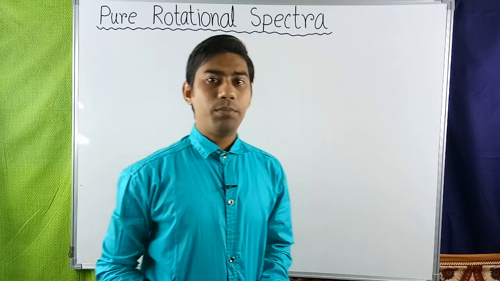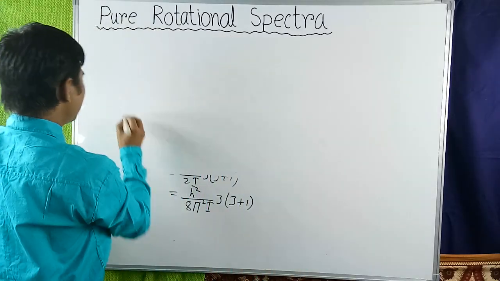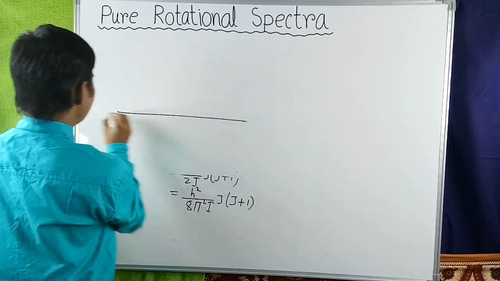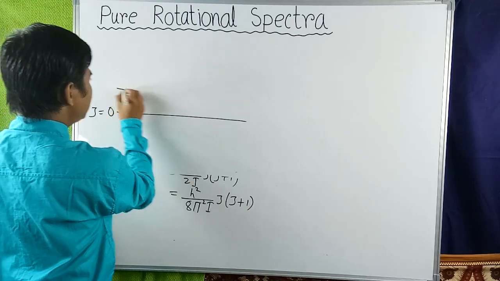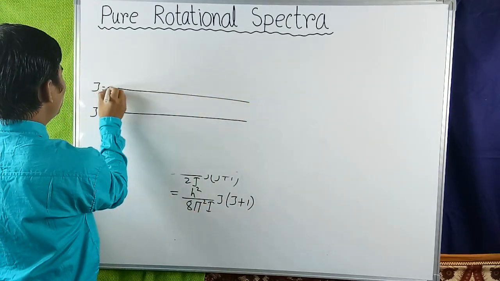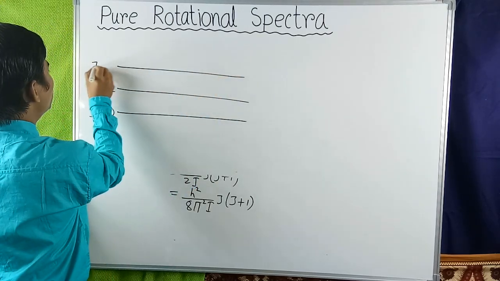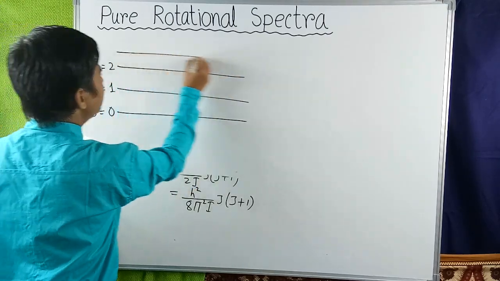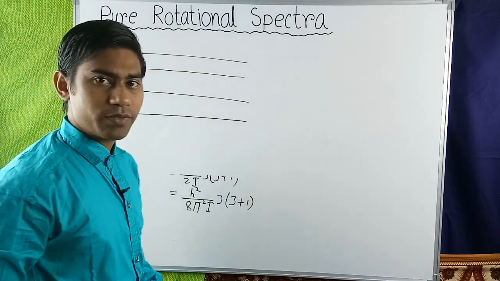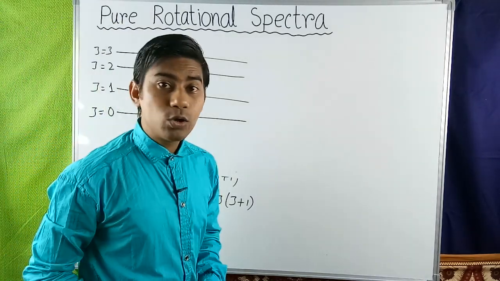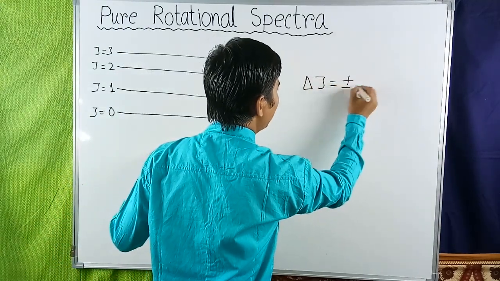Now we draw the pure rotational energy levels of a molecule. Suppose this is J equals 0 level. This is J equals 1 level. This is J equals 2 level. This is J equals 3 level, and so on. Now here the selection rule is delta J equals plus or minus 1.